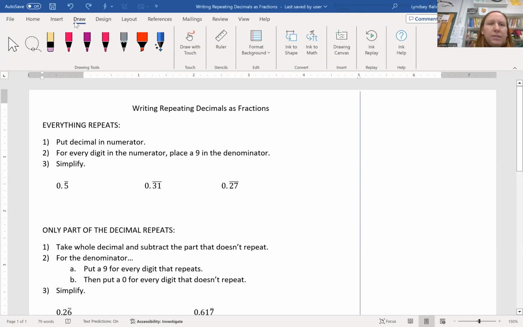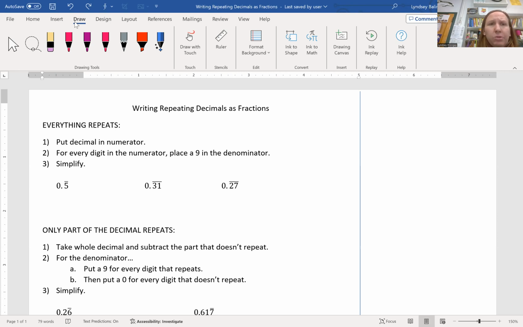Okay, so this is our chapter on rational numbers and irrational numbers. So our first lesson is not a bad one. We hopefully by now know how to take terminating decimals and write them as fractions using their place value and making sure we simplify. So this is about writing repeating decimals as fractions.